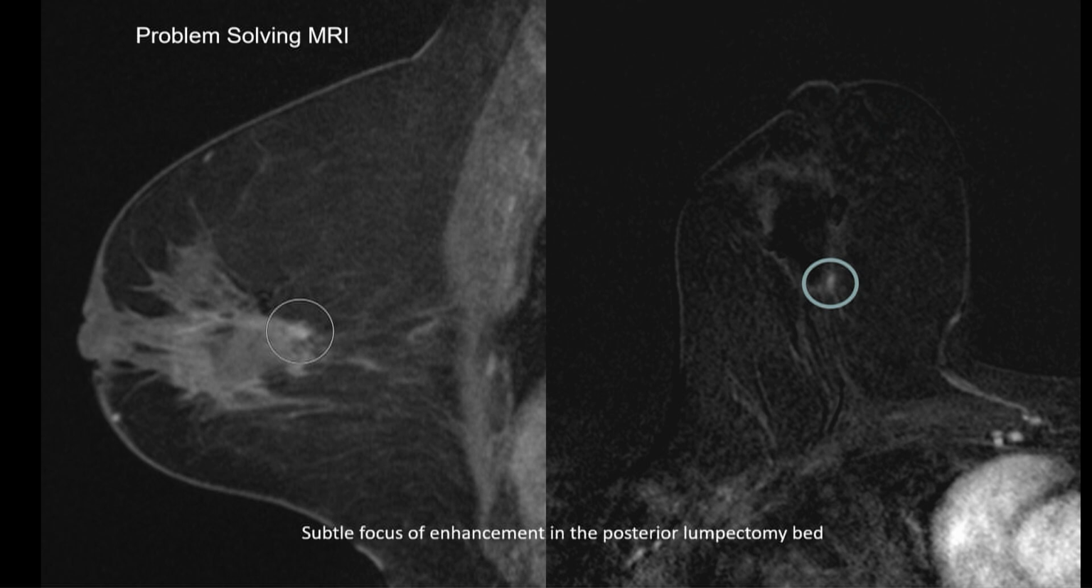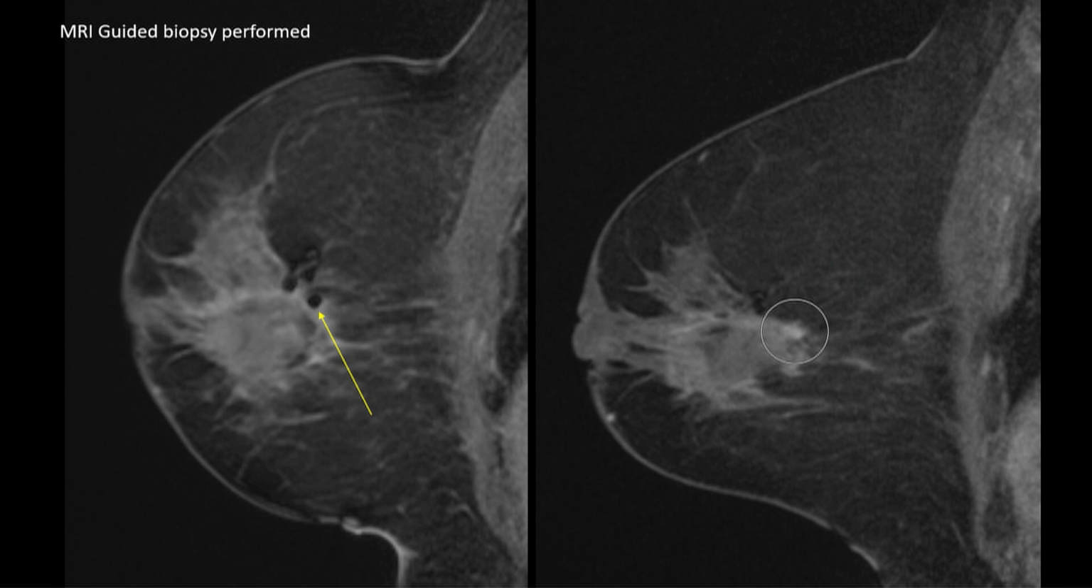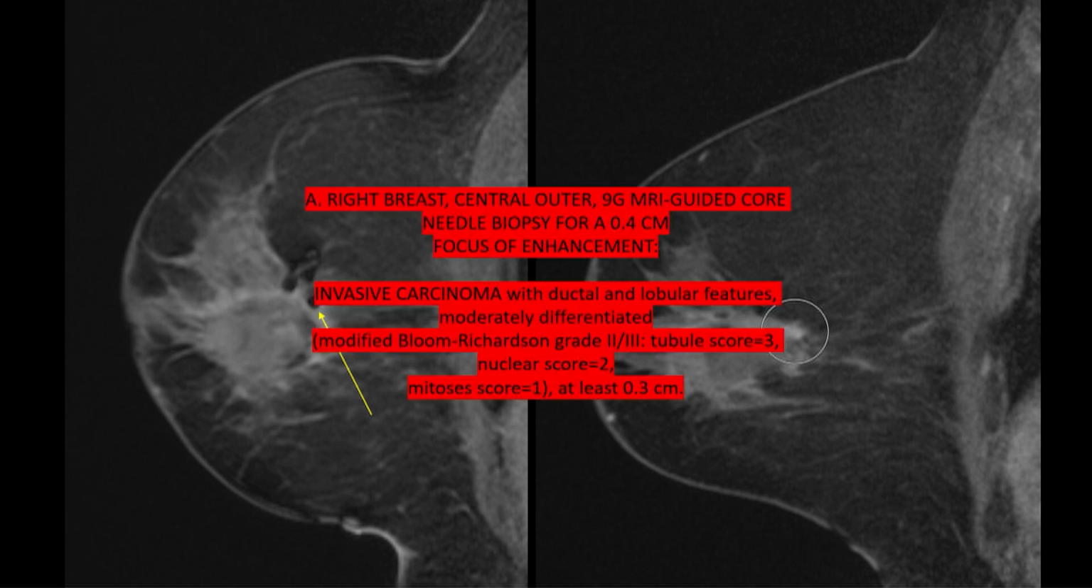You can see here that there is an irregular spiculated mass in the same area that we saw on the mammogram. This is a subtle focus, but I'm saying irregular mass now for the new BIRADS terminology. And an MRI-guided biopsy was performed. You can see the obturator as denoted by the yellow arrow and well-positioned in the area of suspicious enhancement. And this indeed was an invasive carcinoma with ductal and lobular features. I think this is a really nice use of problem-solving MRI when you have discordant rad path on surgery.